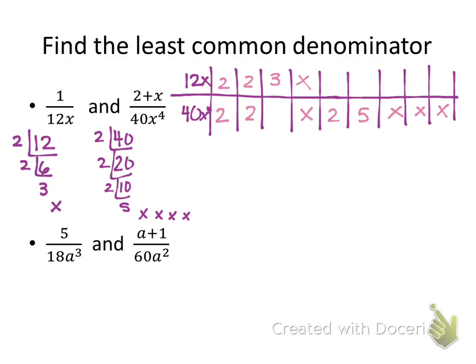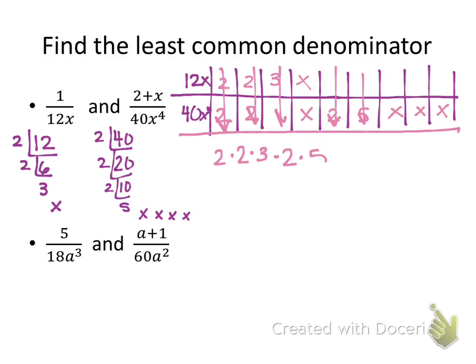Okay, so with least common denominator, or when I'm finding the least common denominator, what I do is I bring down every single factor. So 2 times 2 times 3, and I'm going to keep going with my numbers, times 2 times 5. Those are all my numerical ones. Then I have x: 1, 2, 3, 4 x's. So if I multiply all of these numbers together, I'm going to get my least common denominator, or the common denominator that I need.